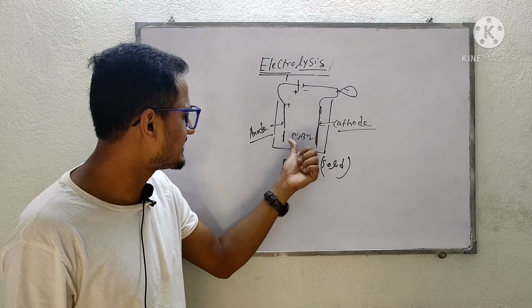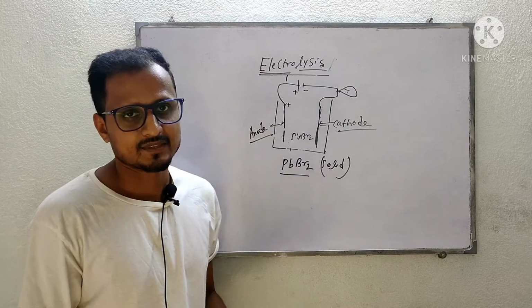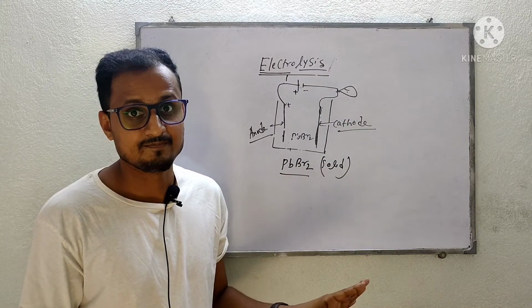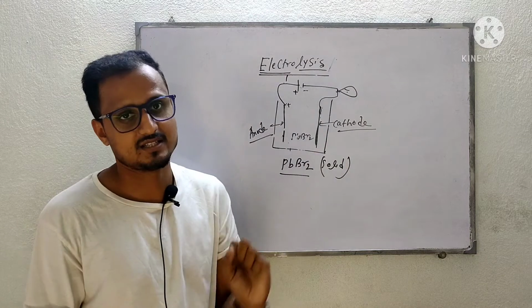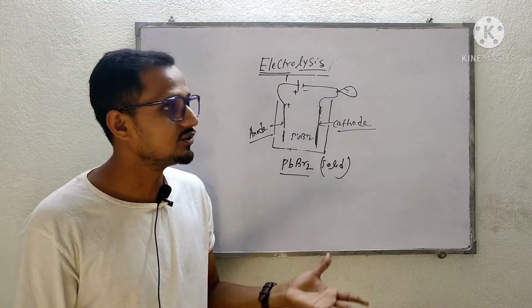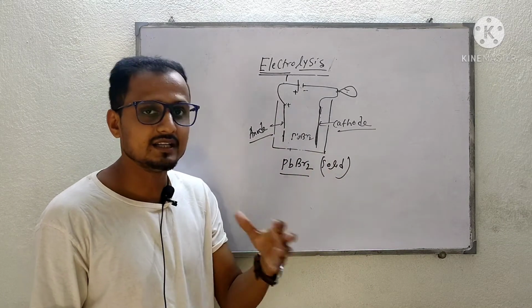Whatever you have taken, the cathode and anode and one substance, this bulb is not glowing. That means this solid lead bromide is unable to conduct electricity. Unable to conduct electricity. So they are not good conductors. They cannot conduct the electric current.